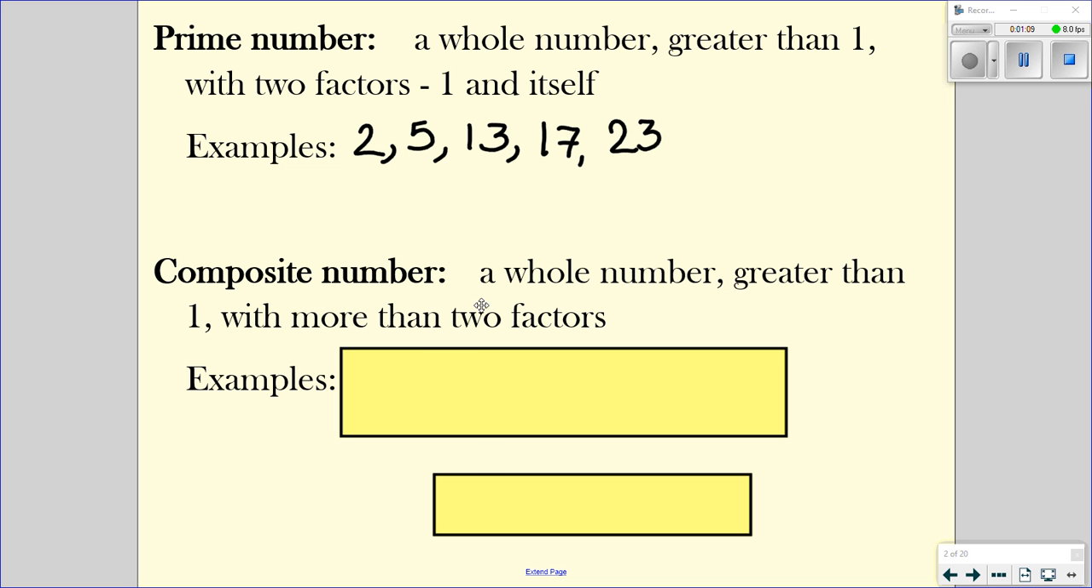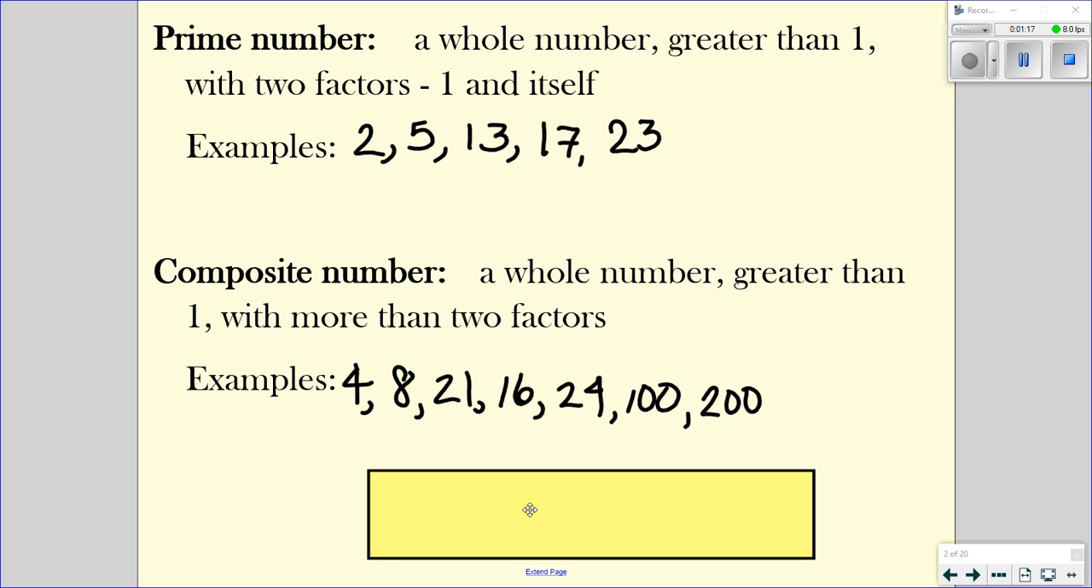A composite number is a whole number greater than 1 with more than two factors. So for example, 4, 8, 21, 16, 24, 100, 200. Most of the times you have even numbers, except 2, that are composites. For example, 4 can be broken down to 2 and 2, 8 can be broken down to 2 and 4, 21 can be broken down to 3 and 7, and so on.